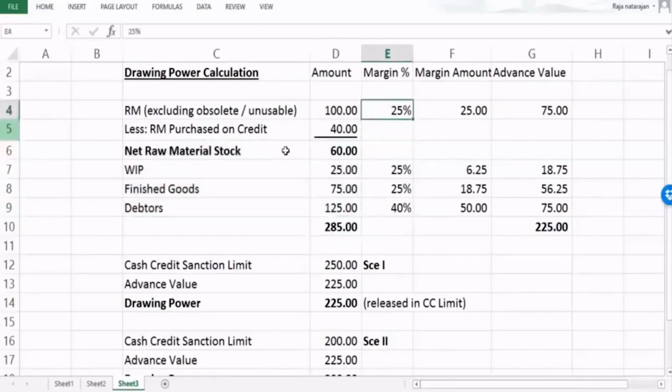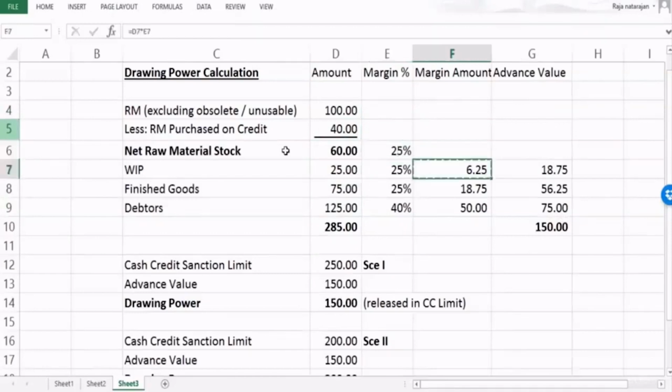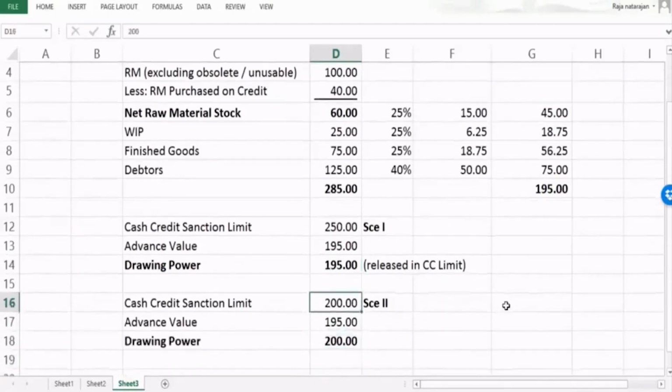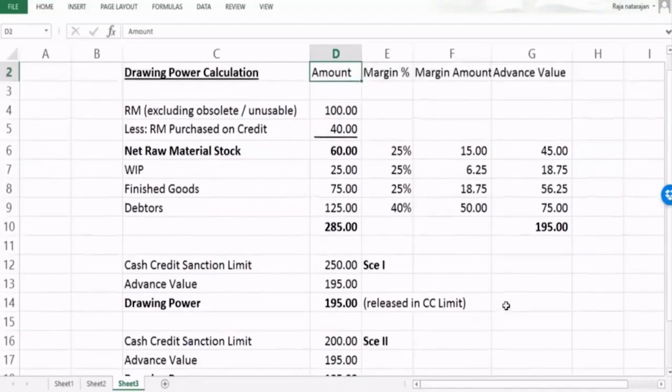So let's shift the calculation from here to here. That is 25% margin, and the margin amount is going to be 60 into 25%, that is 15, and the advance value is going to be 60 minus 15, that is 45. So if you notice, the advance value has come down. Earlier the advance value was higher, but now it has come down to 195. If the sanction limit is 250 and the advance value is 195, then drawing power will get reduced to 195. And in scenario 2, when the sanction is 200 and the advance value is 195, we have to go for whichever is lower, that is only 195. So that is one critical point we have to keep in mind.